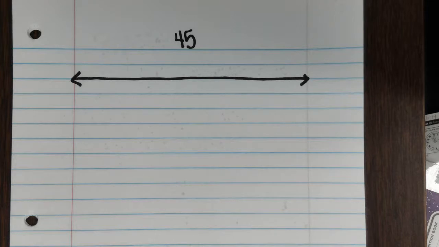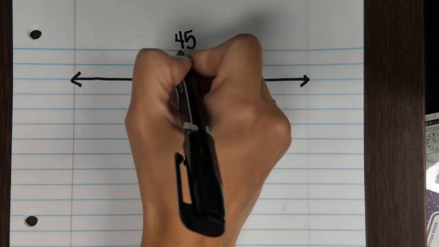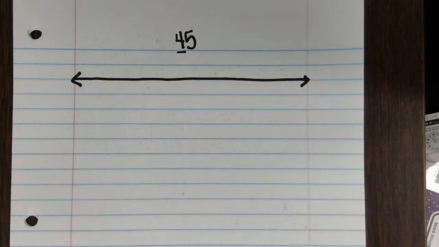Give me a secret signal when you know what digit is in the tens place. What digit is in the tens place? Put your answer in your hand. Let's release. 4. Very good. The 4 is in the tens place, so let's underline the 4 to help us focus on that.